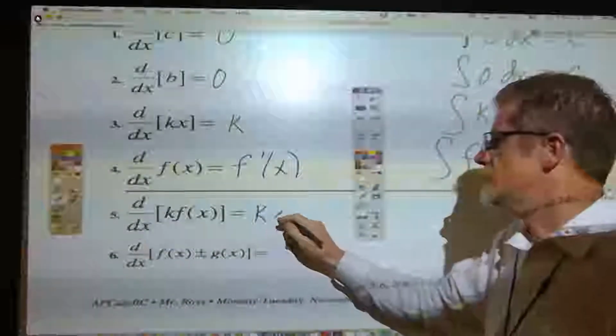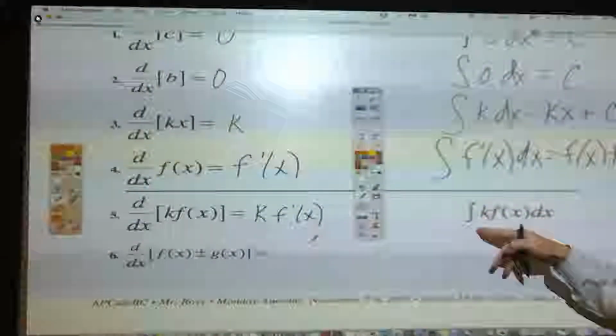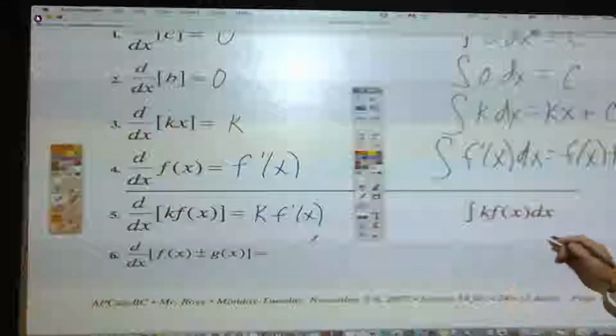K is out front. Take the derivative of f, you get f prime of x. Happily, the same is true for antiderivatives. A scalar multiple k just comes out front.